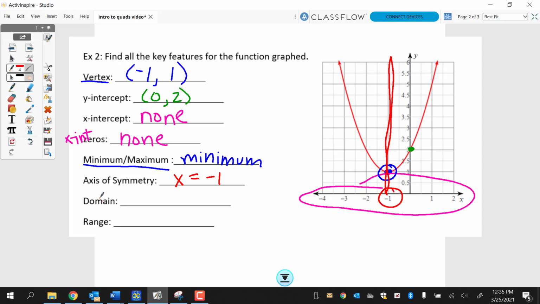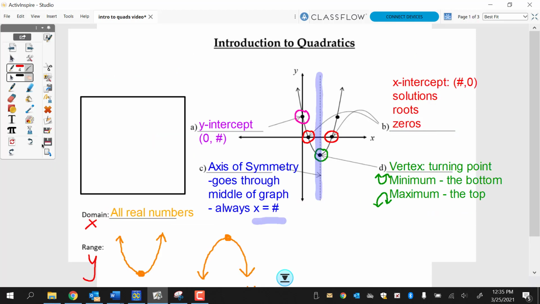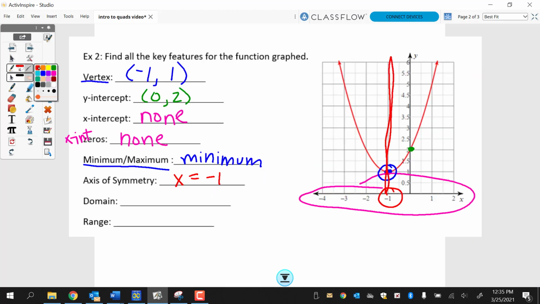The next question wants to know, what is the domain? We know the domain is always, for these graphs, all real numbers. So that's all I have to write. And I would type this out, all real numbers.